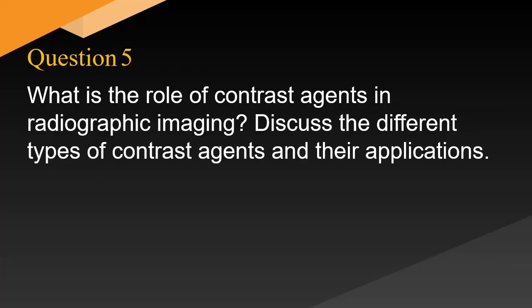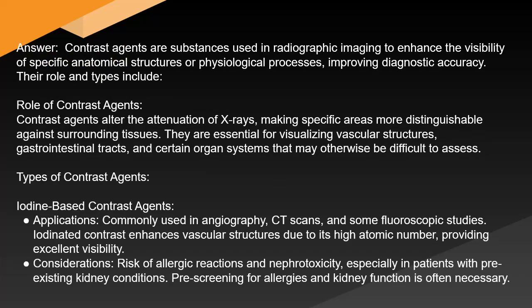Discuss the different types of contrast agents and their applications. Answer: contrast agents are substances used in radiographic imaging to enhance the visibility of specific anatomical structures or physiological processes, improving diagnostic accuracy. Their role and types include: role of contrast agents. Contrast agents alter the attenuation of X-rays, making specific areas more distinguishable against surrounding tissues. They are essential for visualizing vascular structures, gastrointestinal tracts, and certain organ systems that may otherwise be difficult to assess.